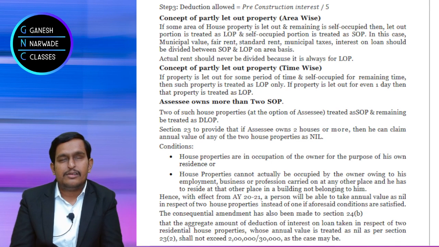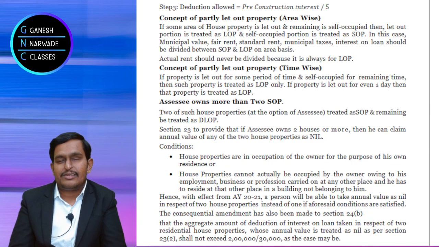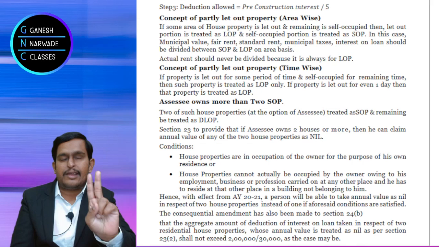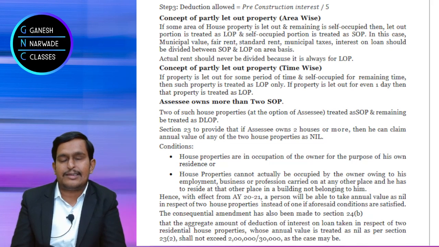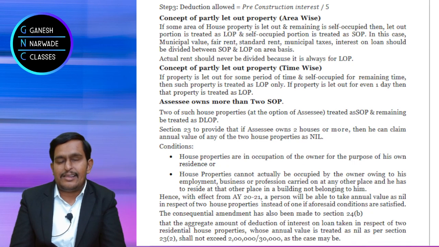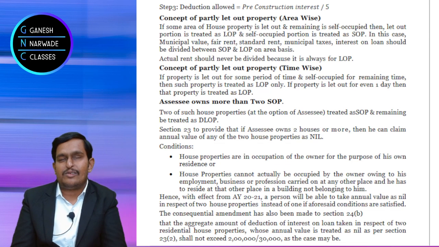Okay? Very good. Now, if you have more than 2 self-occupied house properties, what to do? The answer is as simple as that. Suppose you have 3 self-occupied house properties. Then 2 will be treated as self-occupied and the third one will be treated as deemed to be let out property. In that case, you have an option. Which house property you want to consider as let out property and which others you want to consider as self-occupied. Your choice.